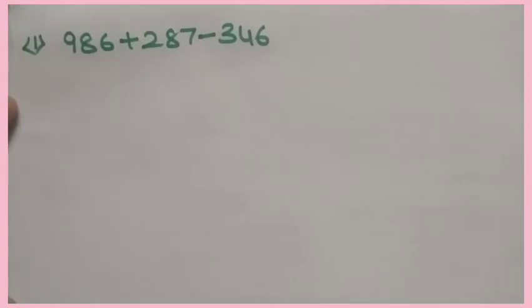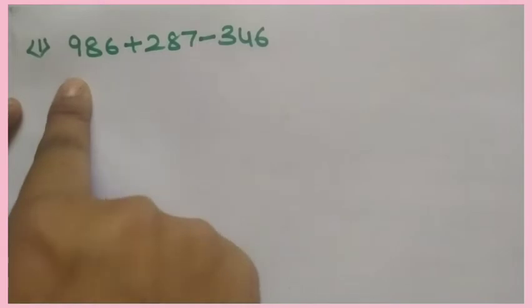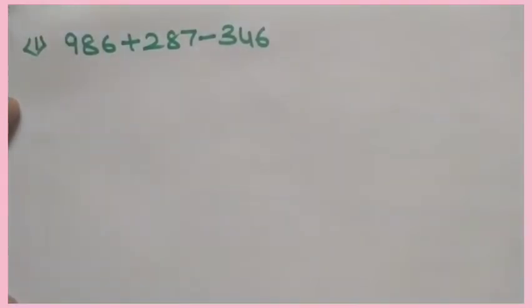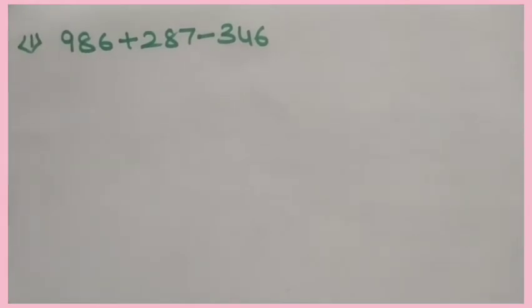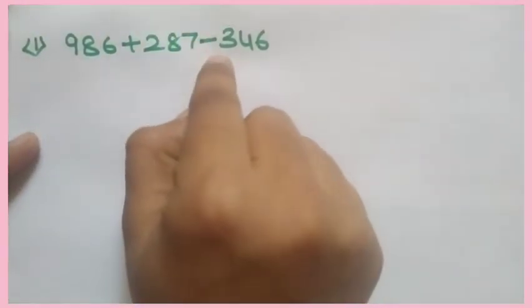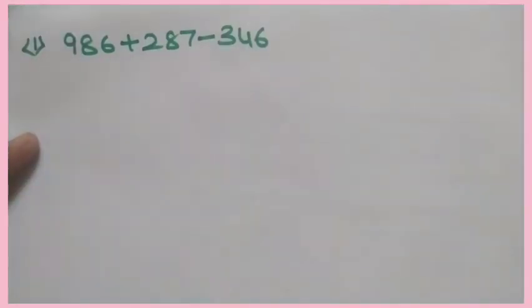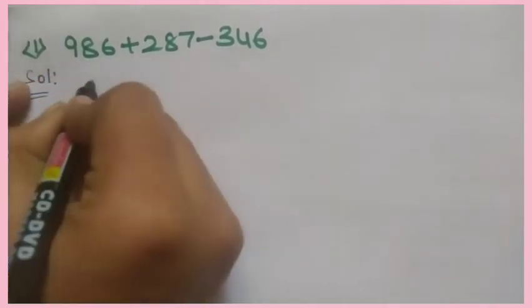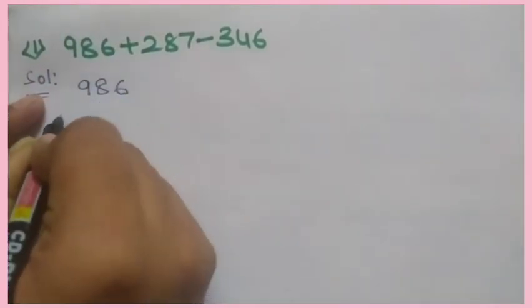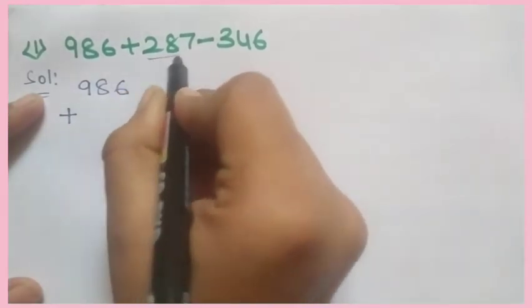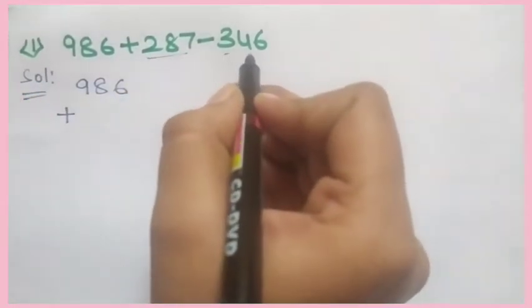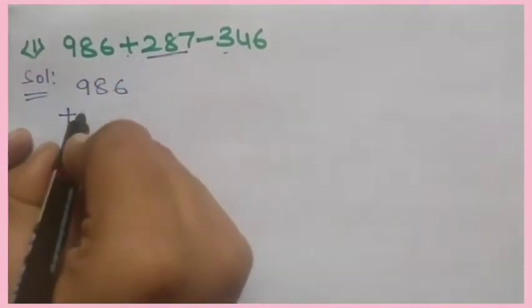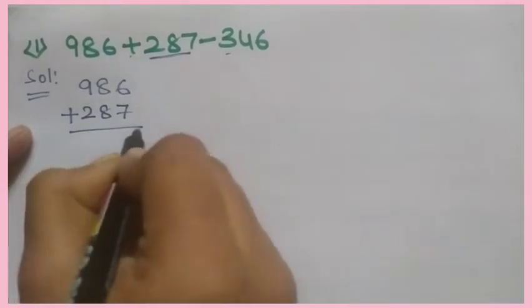Now look at examples. Example 1. 986 plus 287 minus 346. Okay. Here we have to do addition and subtraction. First we will do addition. First we have to write the first number. 986 plus, in these two, which one is having plus symbol before it? Yes, it is having. So we have to write first this number and do this addition.